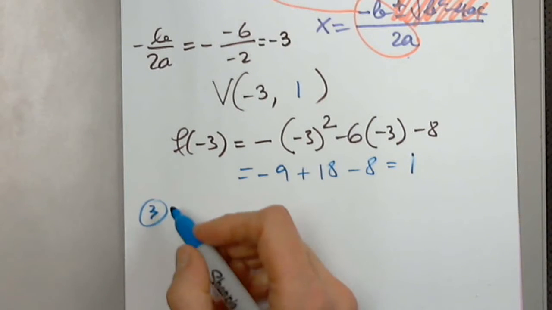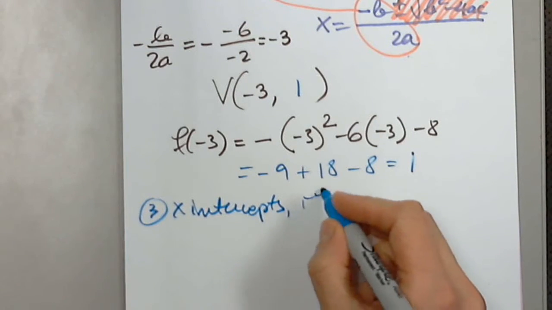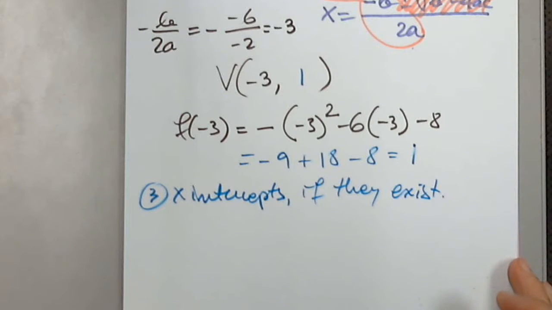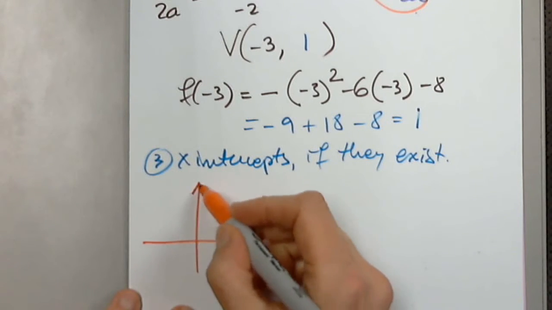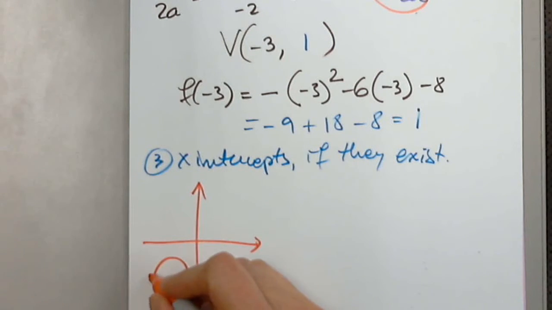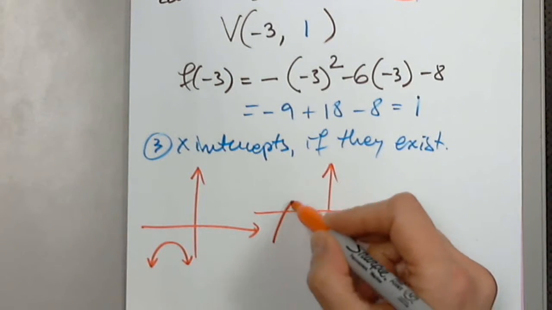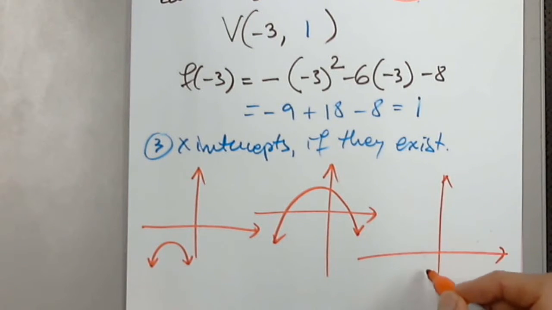Good. So the next, x-intercepts, if they exist. What is that? What does that mean if they exist? Let me give you the 3 possibilities for a maximum. This is the first possibility for a maximum. This is the second possibility for a maximum. And this is the third possibility for a maximum.